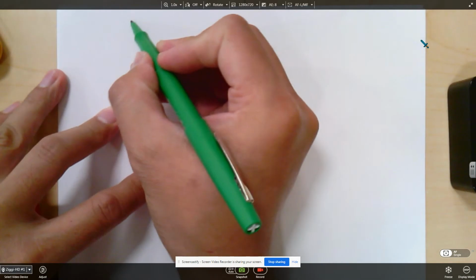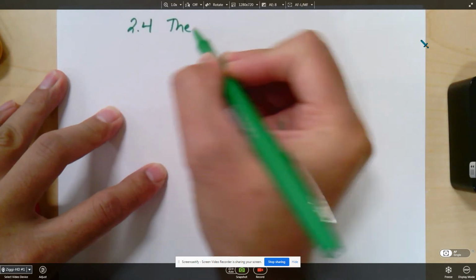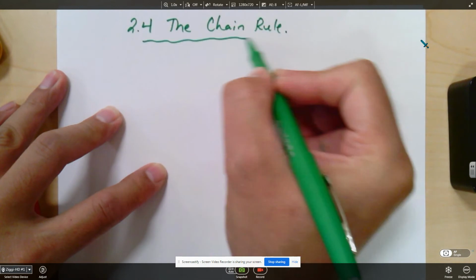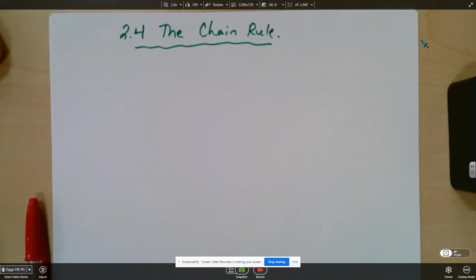All right, so add this title down. The chain rule. Okay, so before we start, I just want to summarize what we've been doing.